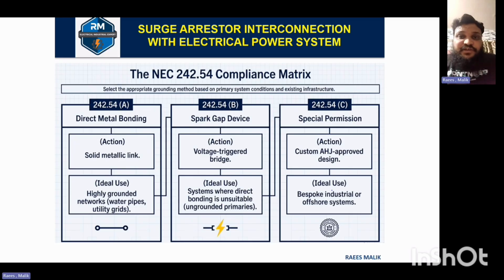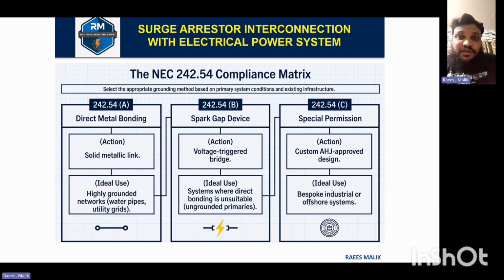As per the NEC 242.54 compliance matrix, it is divided into three sections, the three methods by which we can connect a surge arrestor and interconnect it with the electrical system. Number one is direct metal bonding, that is part A. It is a solid metallic link between the surge protection device and the ground, ideal for highly grounded networks, water pipes, or utility grids. The second part is all about spark gap devices, where the direct metal bonding system is not appropriate.